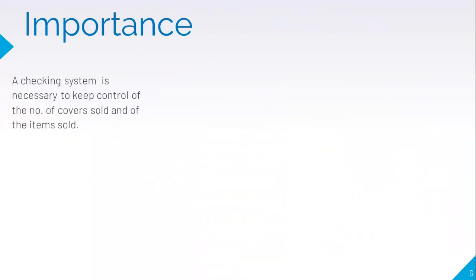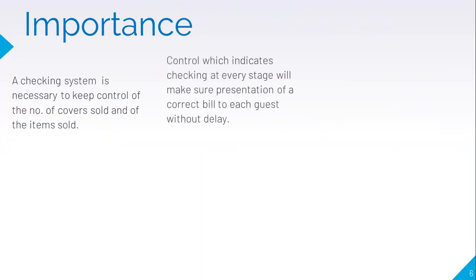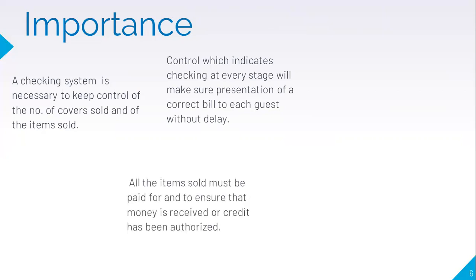Importance of F&B control. A checking system is necessary to keep control of the number of covers which are sold and the items which are sold. Control, which indicates checking at every stage, will make sure that the correct bill is presented to each guest without delay. As I said, overcharging or undercharging is not acceptable. All the items sold must be paid for, and we must ensure that money is received or credit has been authorized. So nothing should go without an amount attached to it.